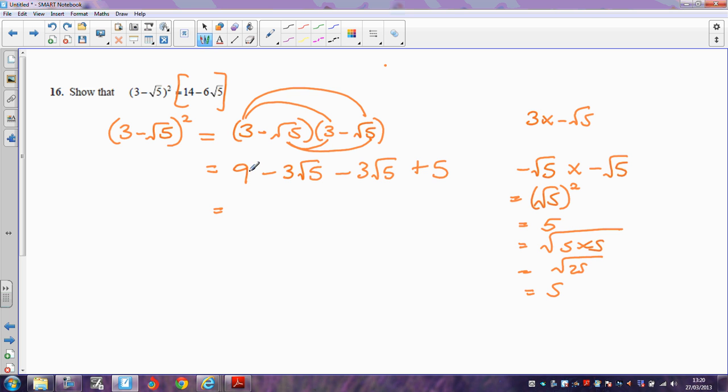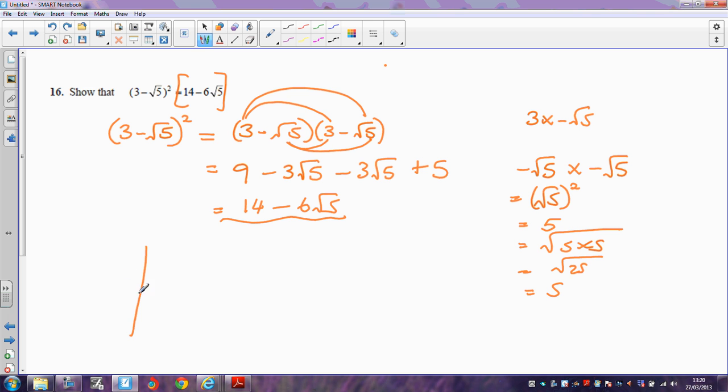If we now collect things together, we've got the 9 plus the 5, which is 14, and then minus 3 of the root 5s, minus another 3. It's a bit like minus 3x minus 3x. You end up with minus 6 of them, so minus 6 root 5.